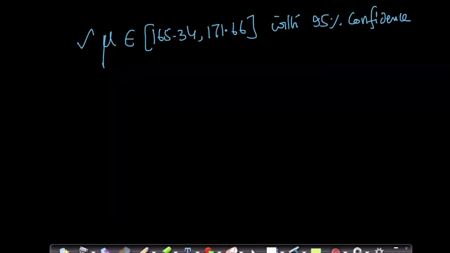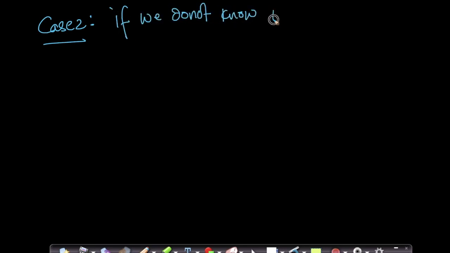Next comes the important question. I think case 2. Let's write it down. If we do not know sigma, where sigma is nothing but the population standard deviation, right? It's sometimes unfair to assume that you know the population standard deviation. If you do not know that, what can you do?